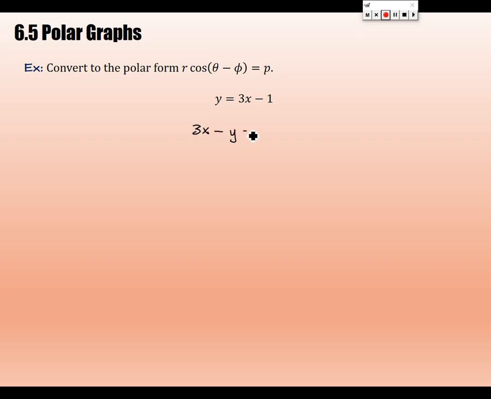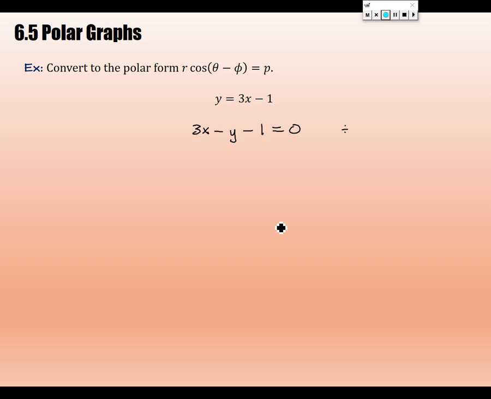3x minus y minus 1 equals 0 is pretty close, except the coefficient on x and the coefficient on y need to be the cosine and sine of something. And right now, 3 is not the cosine of anything, right? 3 is definitely not the cosine of any angle I know. So we need to divide through by something. And the thing that we need to divide through by should ring a bell even more now after having thought about things like unit vectors.